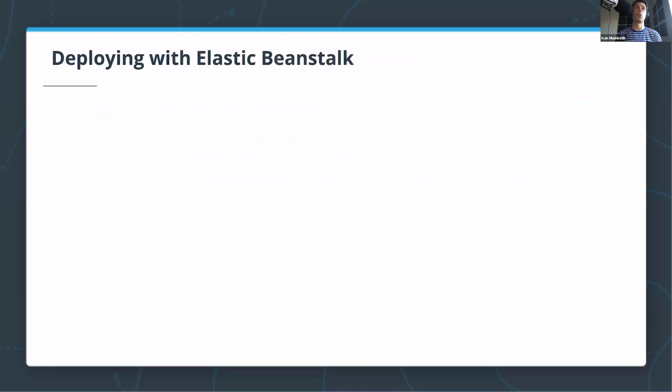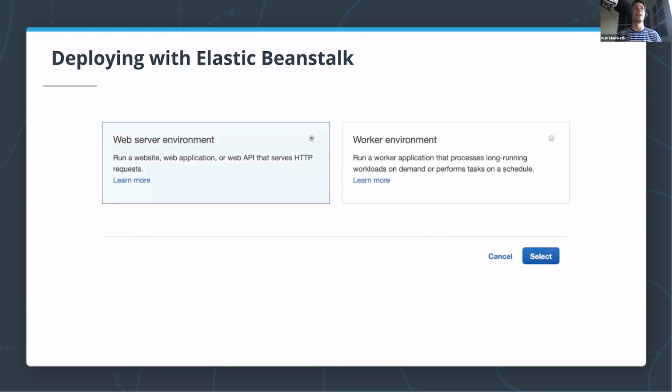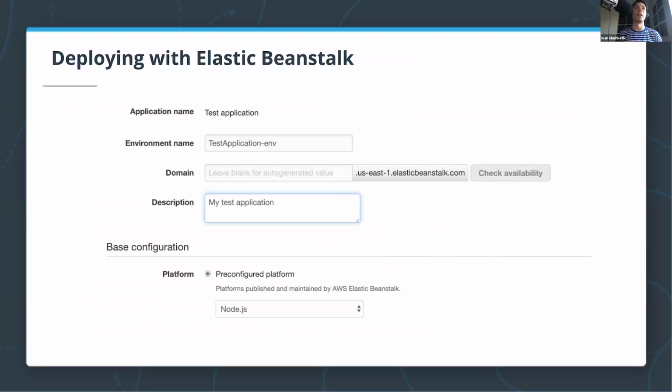Now, I'll just show you an example of how to use a specific platform as a service option from AWS called Elastic Beanstalk. So the first thing that we need to decide is whether it is going to be a web server environment, an application that will serve HTTP requests, or a worker environment for long-running processes. And when we make this choice, then we can specify the name of our application and specify a platform. For example, we want to run it on Node.js, and then deploy and upload our application.